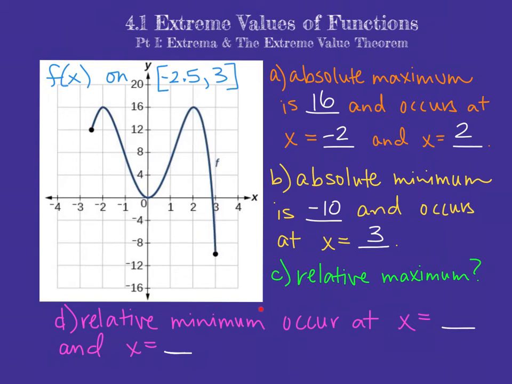However, we do have 2 relative minima, and they are occurring here and here, because those are the lowest points in their general area, around function values near them. They're the lowest points, but they're not the absolute lowest point. That was our absolute minimum of -10. So for our relative minima, I don't really care what they are, I care where they occur. They're occurring when x is -2.5 and when x is 0.